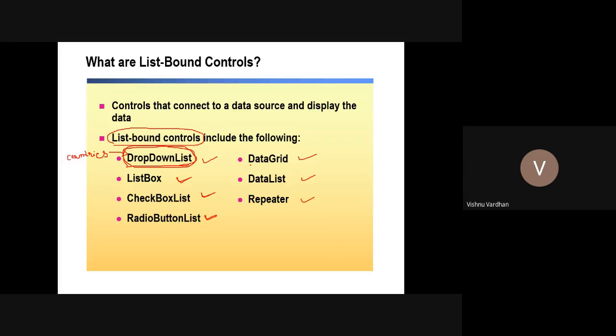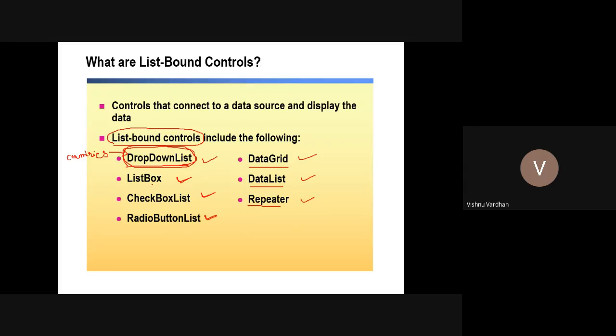The data grid shows the data in a matrix format, and there are repeaters and data lists also. The nature and behavior of all these controls is somewhat different, and with practice you will come to know when and where you have to take a specific kind of control.